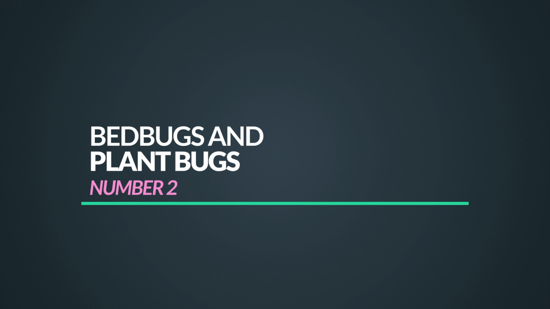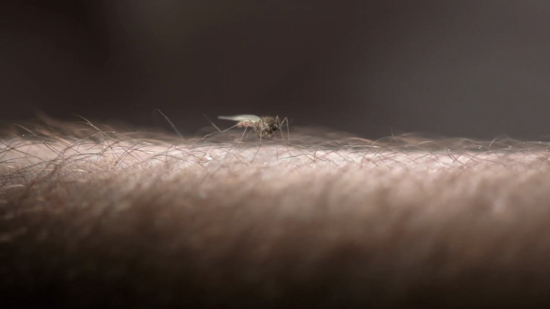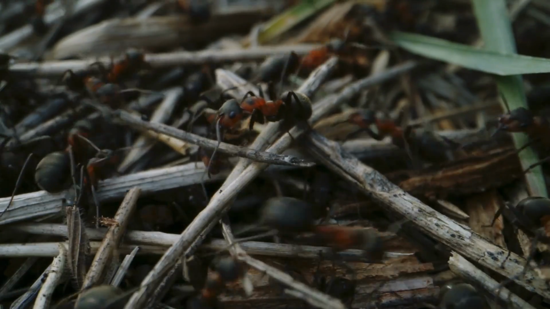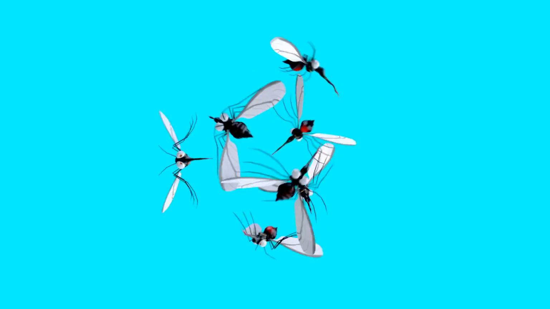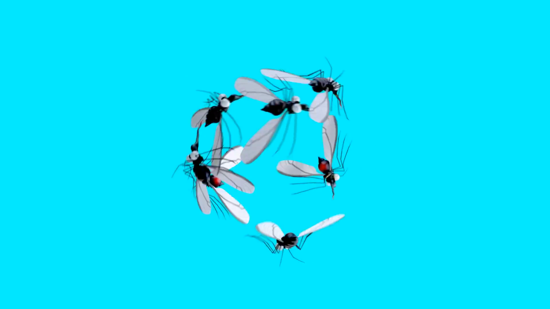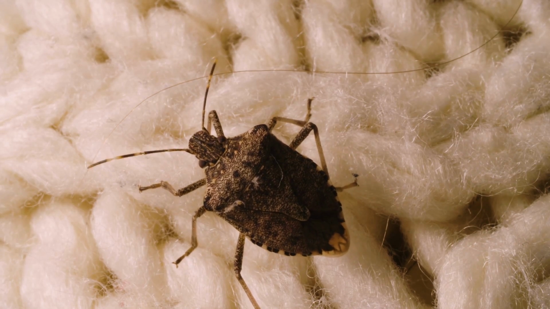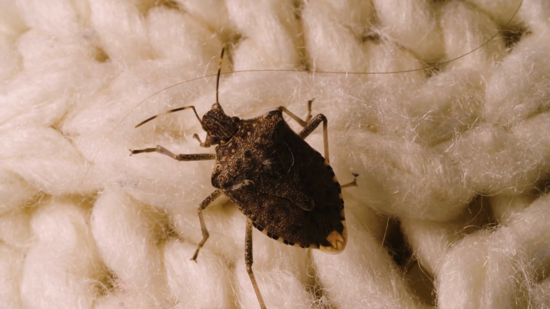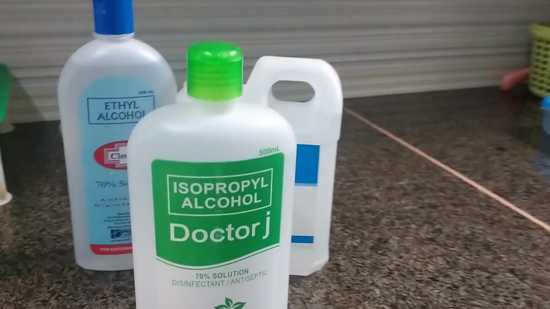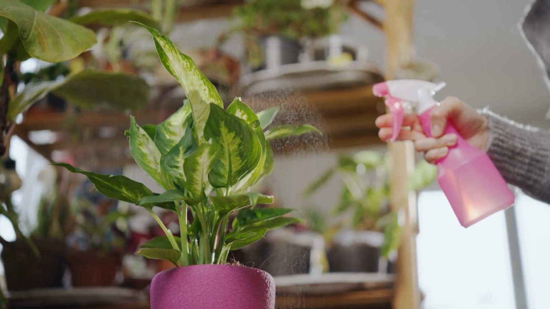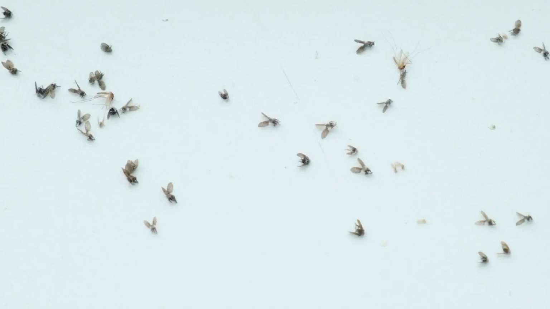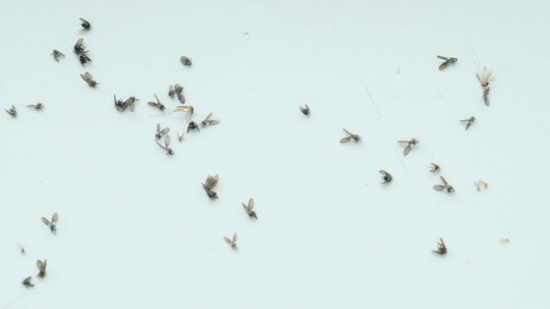2. Bedbugs and plant bugs. When it comes to pests, most people think of insects like ants, mosquitoes, and cockroaches. However, other pests can be just as annoying, if not more so. Bedbugs and plant bugs are two examples of pests that can be difficult to eliminate. Rubbing alcohol is a great way to get rid of these pests. Pour some rubbing alcohol into a spray bottle and spritz the bugs with the mixture. The alcohol will kill them on contact.